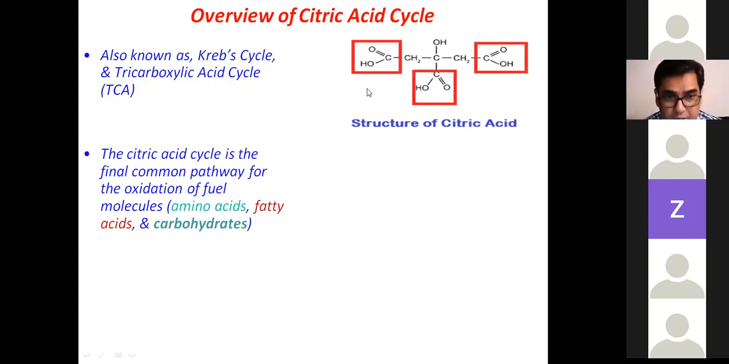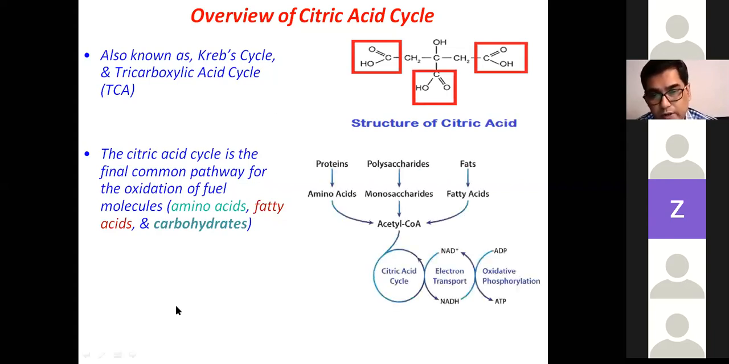Why is the citric acid cycle important? It is important because, I tell this in every class and you should always remember, that the Krebs cycle or the citric acid cycle is not only the carbohydrate metabolic pathway. It is not specific for carbohydrates, but it is the final common pathway for the oxidation of all the fuels, such as proteins, lipids, and carbohydrates. So this is the common final pathway of these three fuels, after entering which these fuels are completely oxidized.